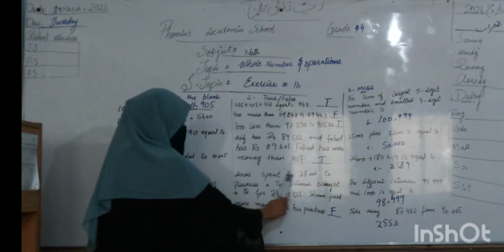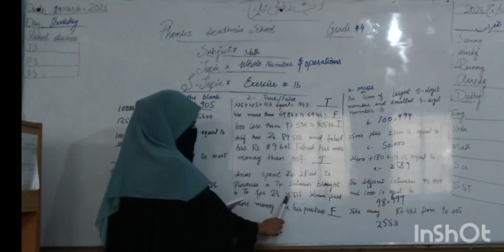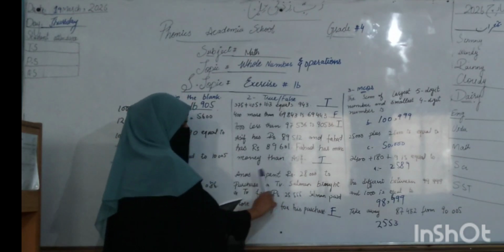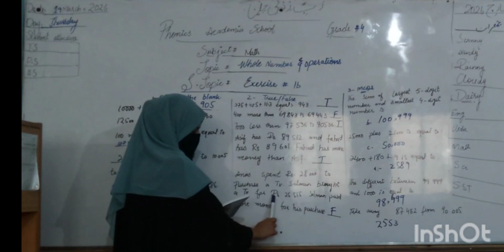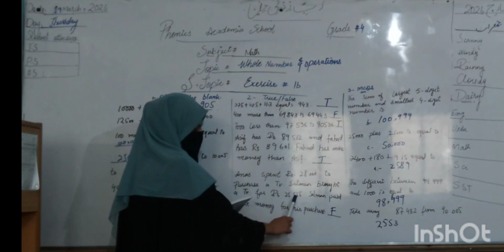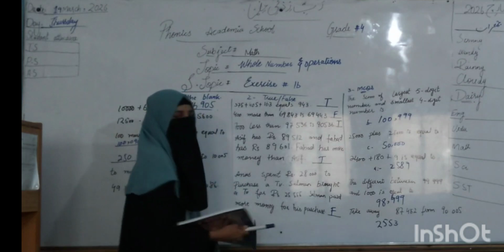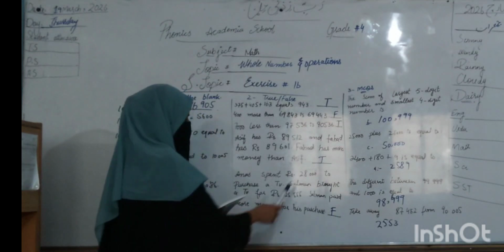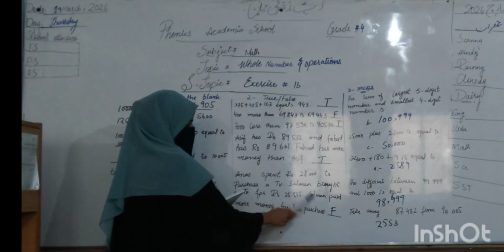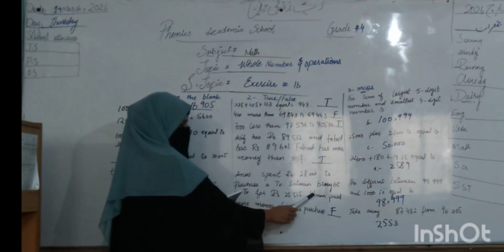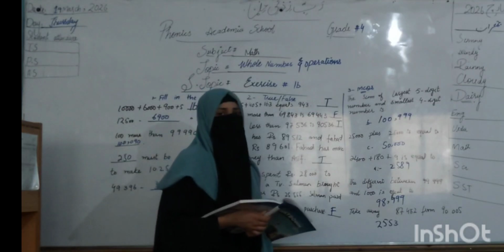Umar spent rupees 28,000 to purchase a TV. Salman bought a TV for rupees 25,555. Umar spent 28,000, Salman paid 25,555. Salman paid more money for his purchase. So we have to compare these values: 28,000 and 25,555. So this statement is false, because Salman paid less than Umar.